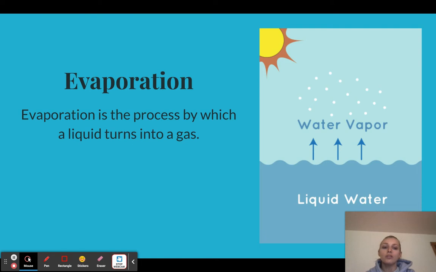Evaporation. Evaporation is the process by which a liquid turns into a gas. Evaporation occurs when the sunlight warms the surface of the water. The sun makes the water molecules move faster and faster until they escape as a gas. Evaporation accounts for 90% of the moisture in Earth's atmosphere.